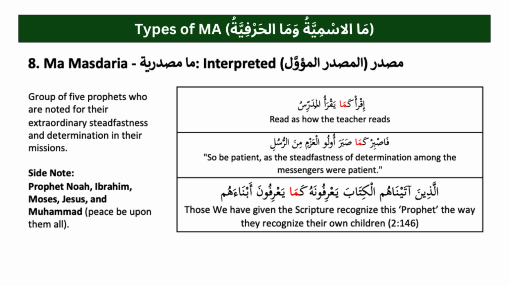The third example is Alladhina ataynahumul kitaba ya'rifunahu kama ya'rifuna abna'akum. Those to whom we gave the scripture recognize him the way they recognize their own sons. Again, kama is carrying the meaning of just as or in the same way as, and the clause after it is functioning in an interpreted verbal noun sense.